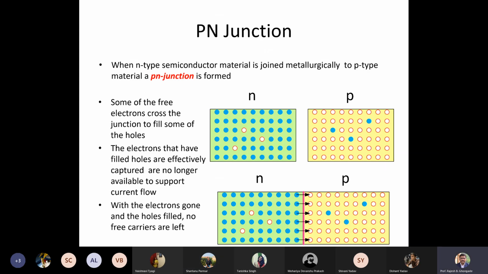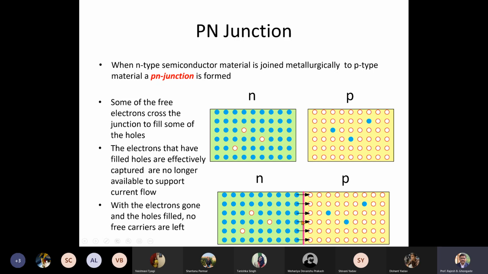So now the real fun starts when we have a metallurgical junction, or metallurgical connection, of p-type and n-type material. As you can see in the upper figure, when the n-type semiconductor is totally separate, it behaves like an n-type semiconductor, and this behaves like a p-type semiconductor. Each is electrically neutral. Electrons are the majority charge carriers in n-type, and holes are the majority charge carriers in p-type. Of course, there are minority carriers also present. But now the real fun starts when we have a metallurgical junction, as shown in the lower figure.